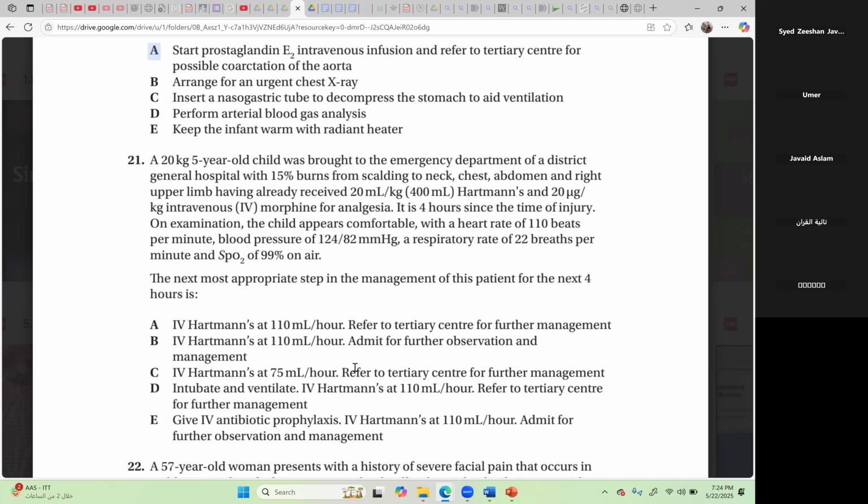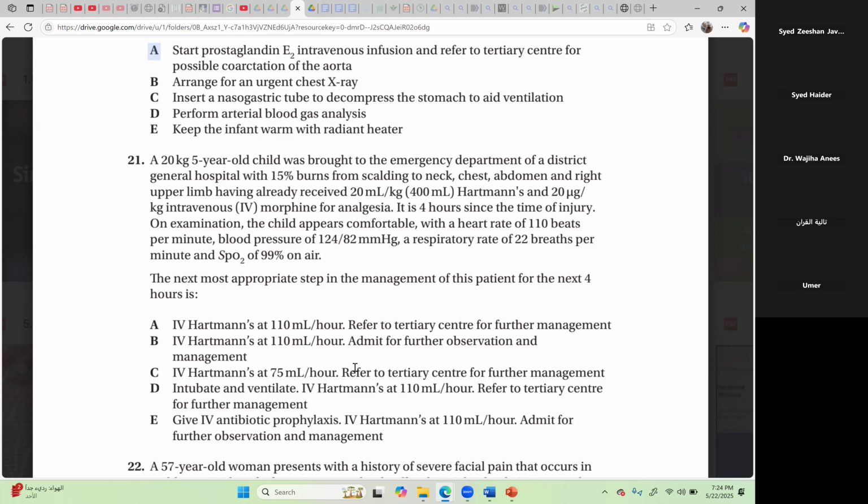Can anyone tell? If there is a chest burn, the patient could have inhalational injury. It can lead to chest and neck contractures, which can hamper movement. Yes, inhalational injury is another thing.